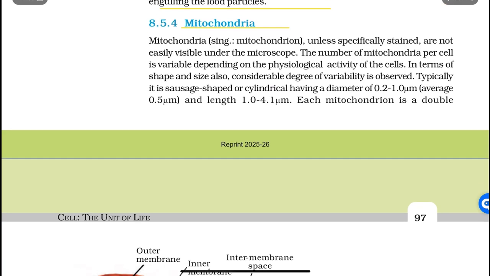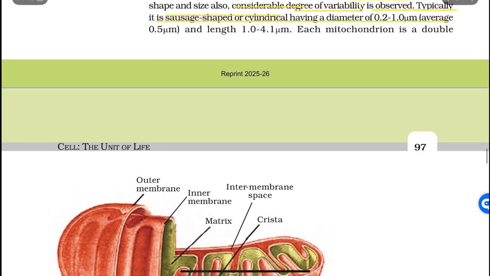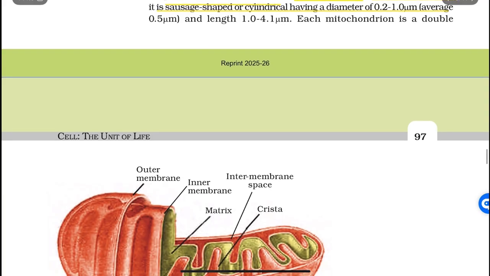Mitochondria, unless specifically stained, are not easily visible under the microscope. The number of mitochondria per cell is variable depending on the physiological activity of the cell. In terms of shape and size also, considerable degree of variability is observed. Typically, it is sausage shaped or cylindrical, having a diameter of 0.2 to 1 micrometer and length 1 to 4.1 micrometer.